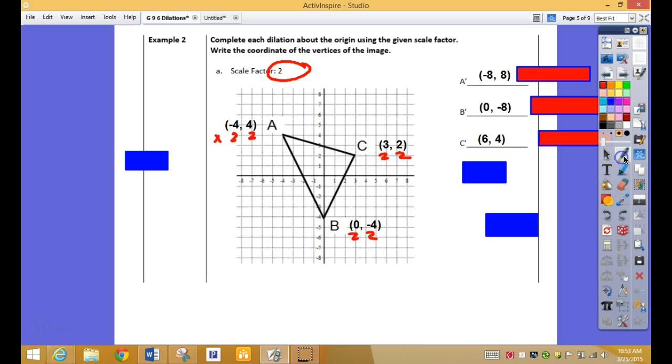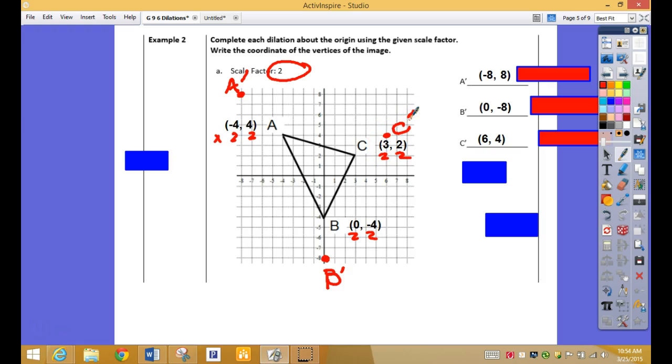Now that we've got that, we need to go plot them on the graph and label them. Our new A prime is negative 8 and 8. Here's our new A prime. B prime is 0, negative 8. And C prime is 6, 4.